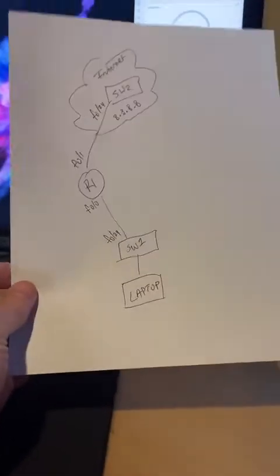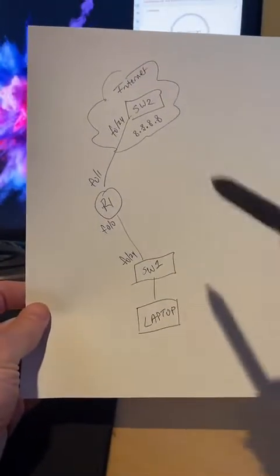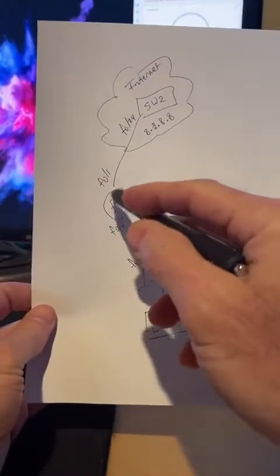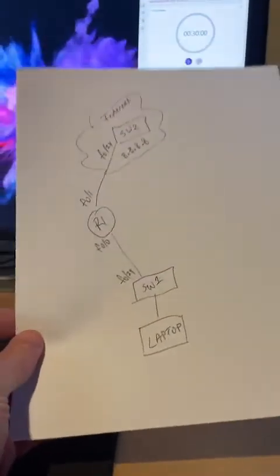Okay, so the problem that is being solved is every network has a default gateway. This is the default gateway. I'm going to write down some IP addresses.